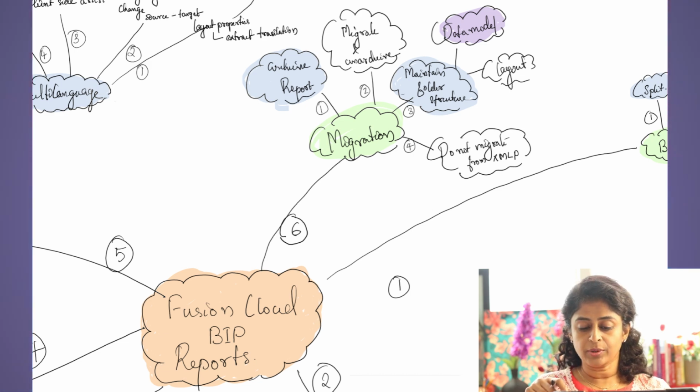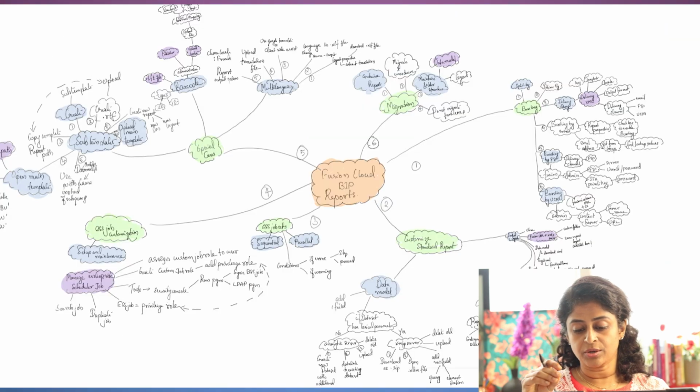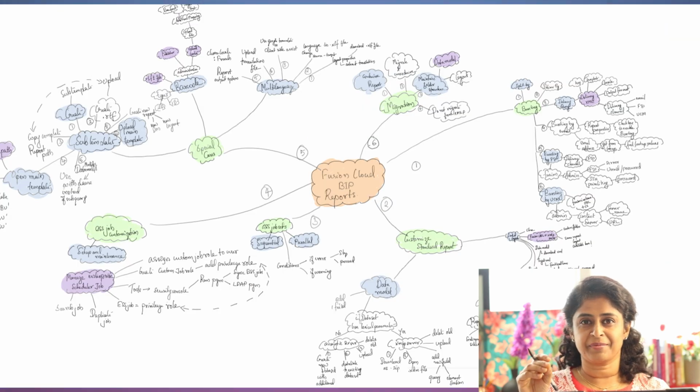So we have explored bursting, customizing layouts and data models, ESS jobs and job sets, subtemplates for reusability, barcode integration, multi-language support and migration best practices in Oracle Fusion BI Publisher. Mastering these concepts ensures your reports are flexible and enterprise ready.